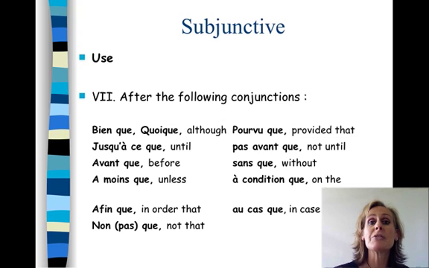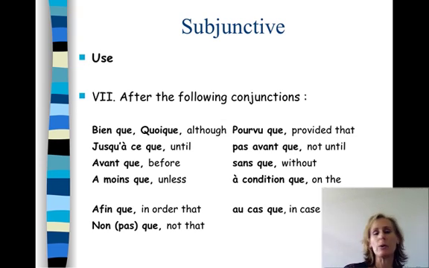Okay, 7, after the following conjunctions. This is not an exhaustive list, but it's some of the more commonly occurring ones. Bien que and quoique, you'll see a lot. They mean although, they take the subjunctive. Jusqu'à ce que, until, takes the subjunctive. Avant que takes the subjunctive. Be aware that après que takes the indicative.